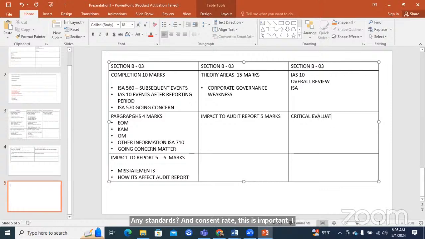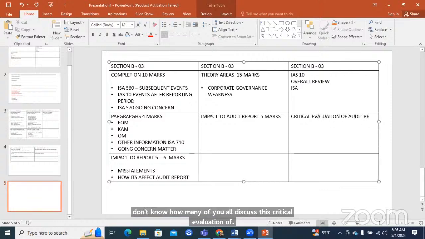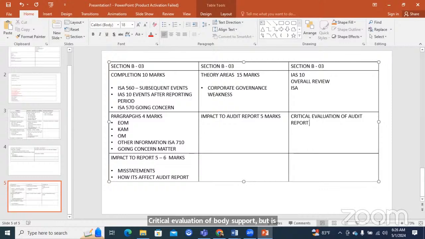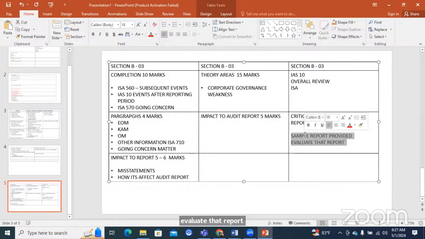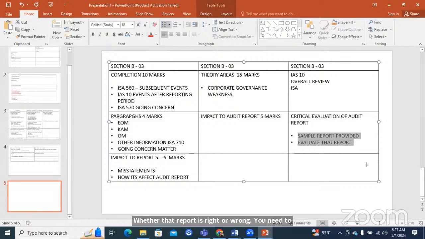Critical evaluation of audit report. What is critical evaluation? Here it is not impact. Impact is generally tested, but critical evaluation is rare. In the last 10 years of past papers, only 1 or 2 times has this question been tested. What is critical evaluation of an audit report? A sample report is provided. You need to evaluate that report, whether it is right or wrong. You need to identify the mistakes and critically evaluate.